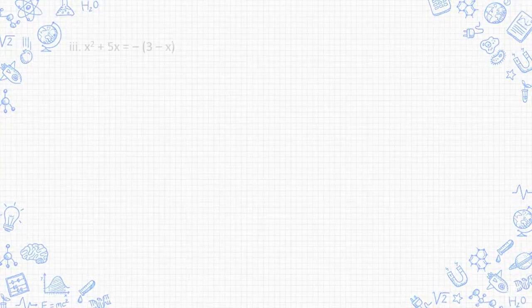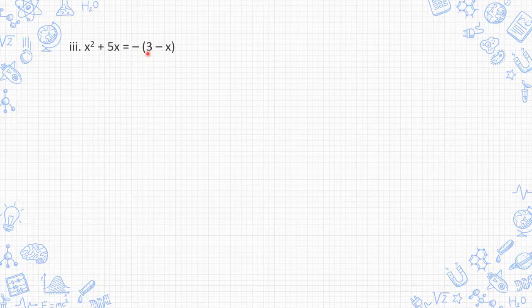Let us see the third sum. X squared plus 5x is equal to minus whole bracket of 3 minus x. So here first what we'll do is we'll open this bracket, we'll multiply the minus sign inside. So we get x squared plus 5x minus 3x, and this minus into minus will give you plus, so it becomes plus x. So we have x squared plus 5x is equal to minus 3 plus x.